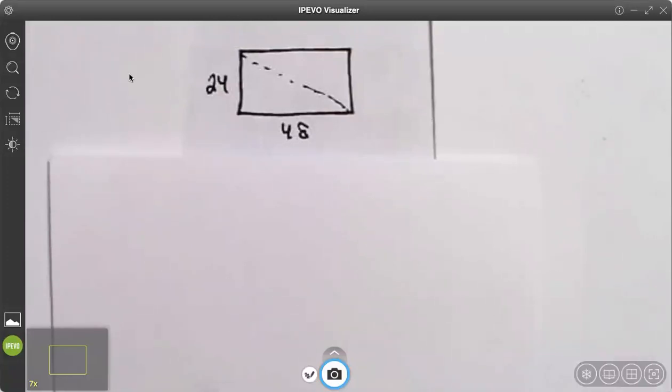So here's your picture: the width and length, width and height, base and height, 24 and 48. You're finding the diagonal. It really doesn't matter which one of those you put for 24 or 48. When you're finding the diagonal, you're going to get the same answer. So now try to find the length of that diagonal.